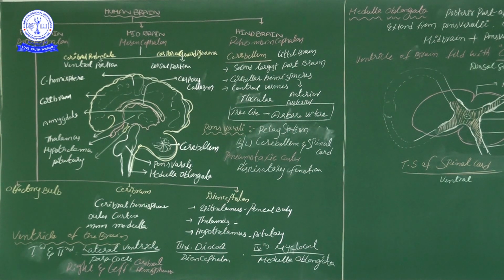So that's why we consider the pons varolii a relay station, and it is located in between the cerebellum and the spinal cord. This is the spinal cord, and this is the pons varolii. So the pons varolii is present in between this cerebellum and the spinal cord.